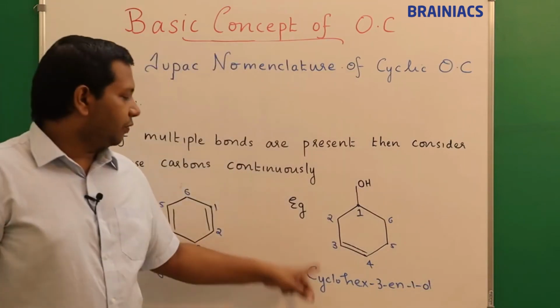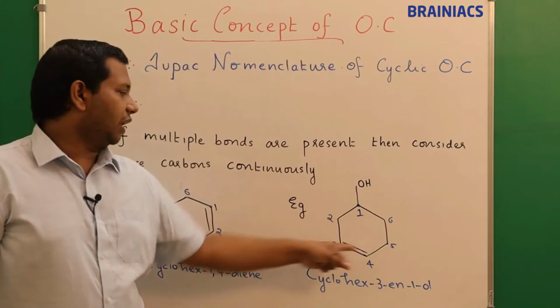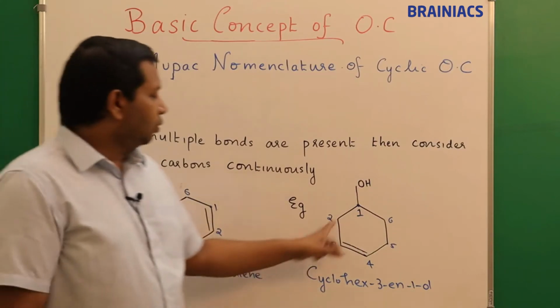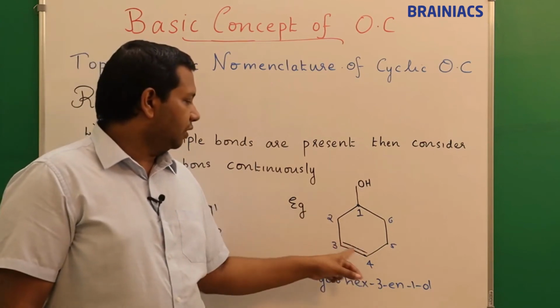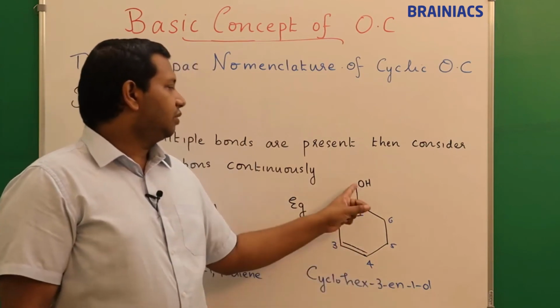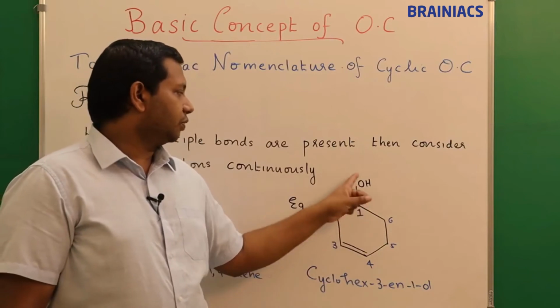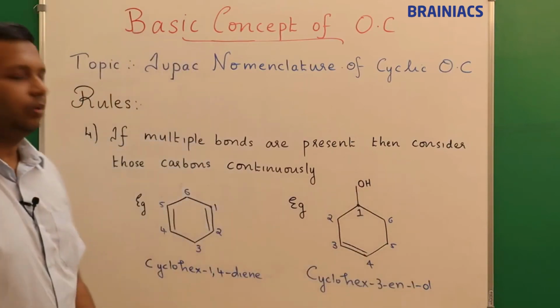You know that 1 degree prefix is added, 2 degree prefix is not applicable, there is no substituent. Word root 6 carbon atom hex is added, then 1 degree suffix at third position double bond, so 3n, then 2 degree suffix is there at first position, all is there. So this is how you do the numbering.